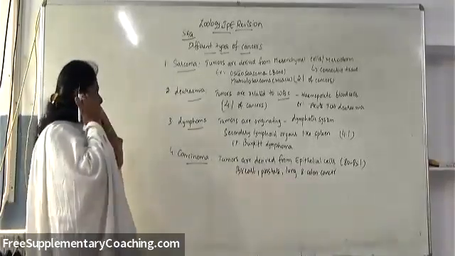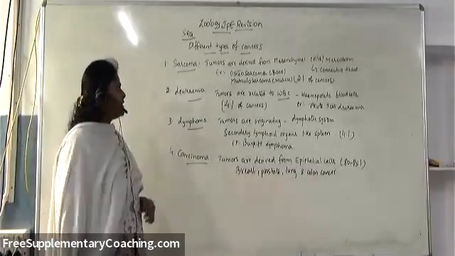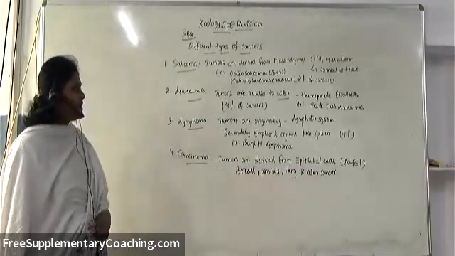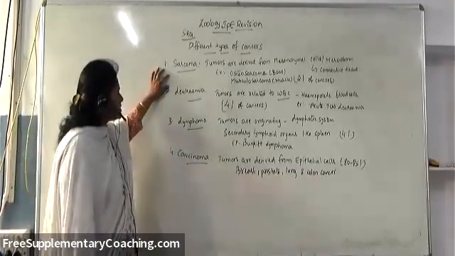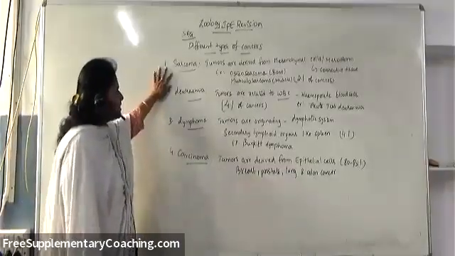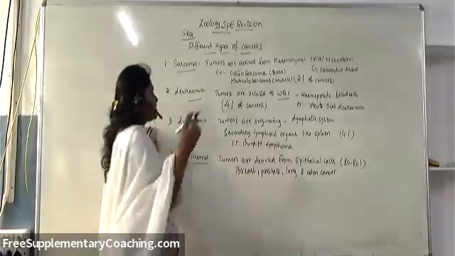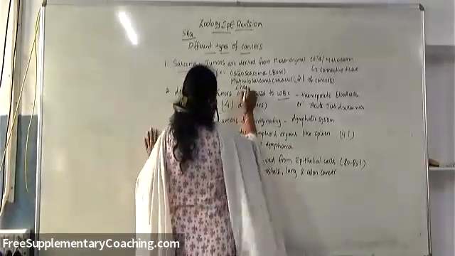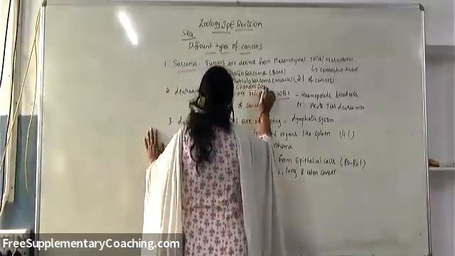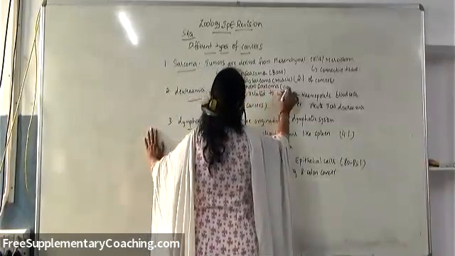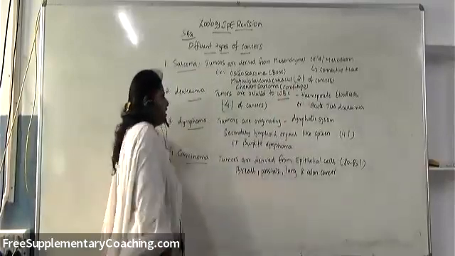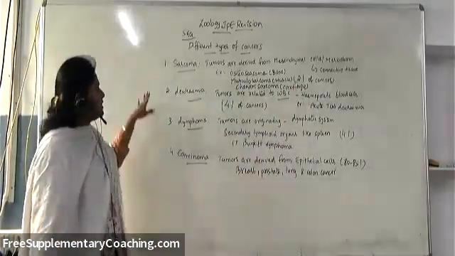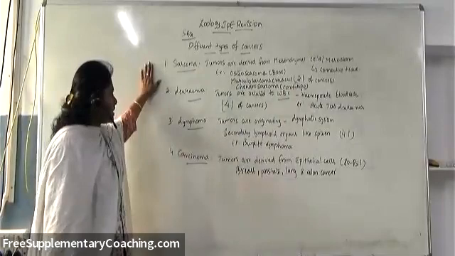So what is this sarcoma? When the tumors are derived from mesenchymal cells, that is the connective tissue, then such tumors are called sarcoma. Examples are osteosarcoma, musculosarcoma, and chondrosarcoma, which is related to cartilage. Almost 2% of cancers are sarcoma.